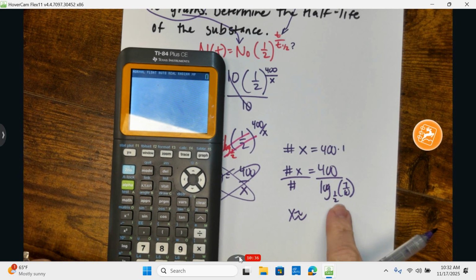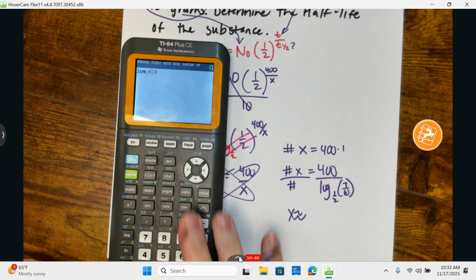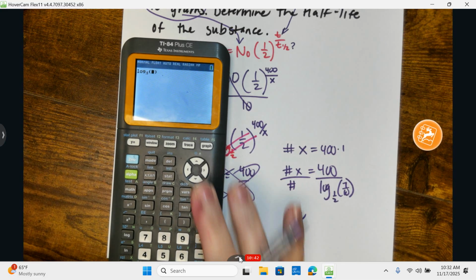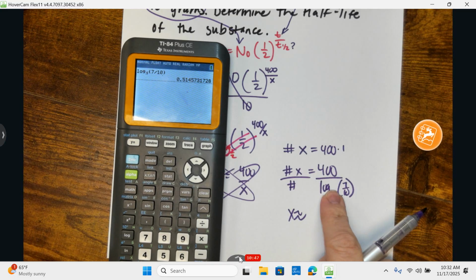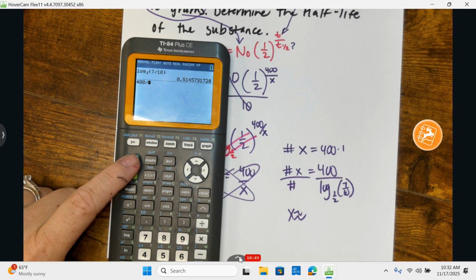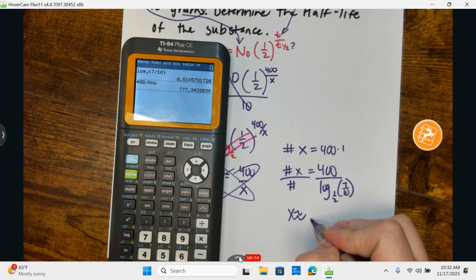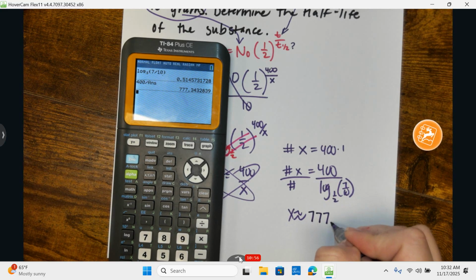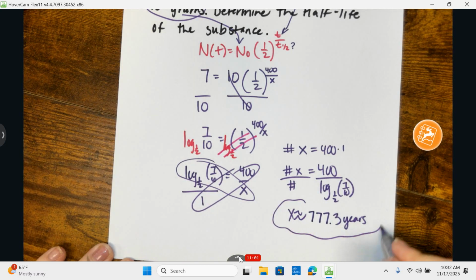So how do I get to log base 1/2? I'm going to hit math and go up 2 places, or 3 places. And whether you plug in 1/2 or 0.5, you'll achieve the same answer for 7/10. Press enter, and I want to take 400 and divide by this exact amount. We can copy and paste it in by hitting second and answer. And so we can see that the half-life would be approximately 777.3 years. All right, go ahead for me, please, and complete, I think you're on to problem number 11 from the homework before coming back.